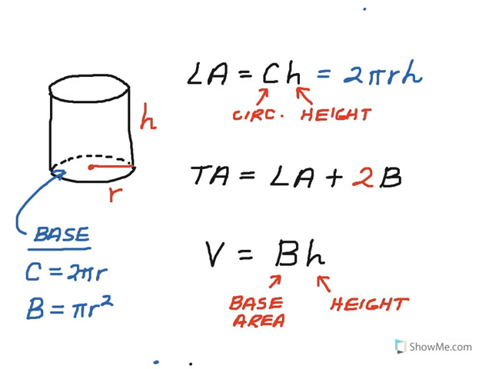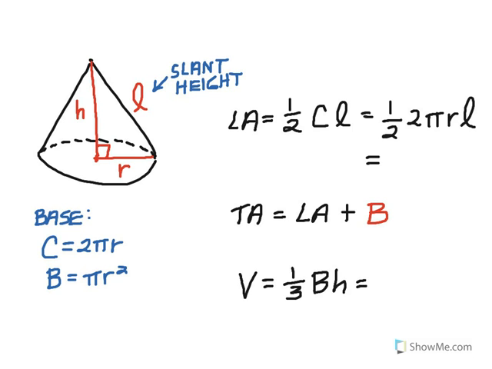And then lastly, the volume is always a function of the base area and the height of the object. So it's base area times height, which of course, base area is pi r squared. So it's pi r squared times the height of the cylinder. Okay, next is a cone.